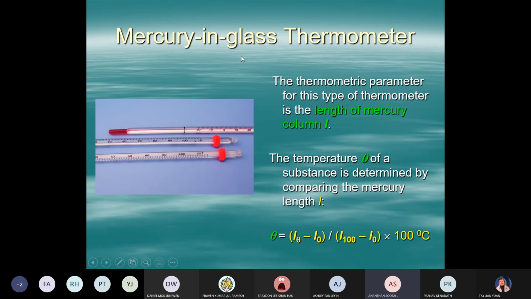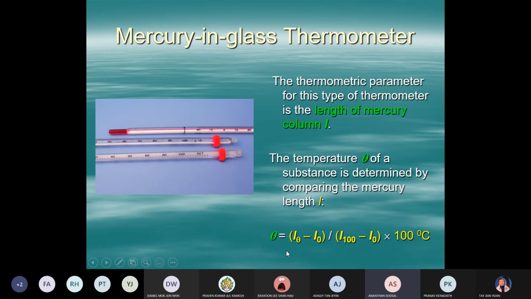First, let's go about the mercury in glass thermometer. What is the thermometric property used in mercury in glass? Length. The length of the mercury is the thermometric property. What does thermometric property mean? A property that varies monotonically with temperature. Here it is the length of the mercury column. Of course, this is the equation to be used: L theta minus L naught over L100 minus L naught, times 100 degrees Celsius, will give you the temperature of the body.